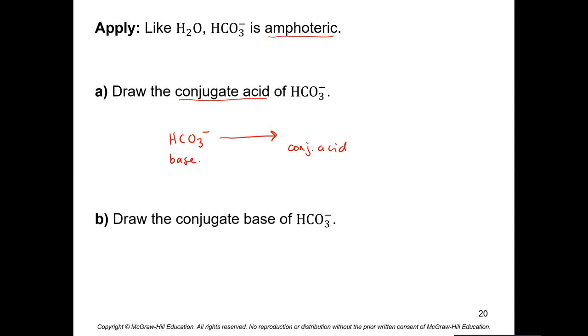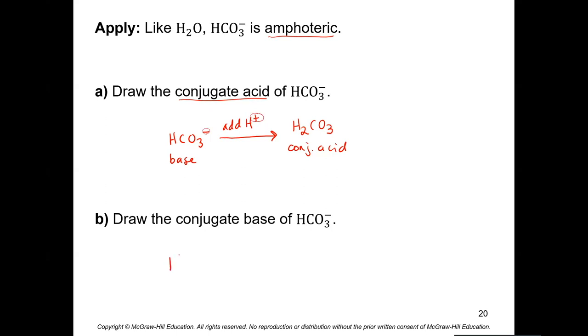If HCO3 minus is acting as a base, that means it must be accepting a proton. So we're going to add H plus to it. What this means is that the conjugate acid is going to be H2CO3, because I've added a hydrogen, and then my negative charge goes away because a negative and a positive equals 0.